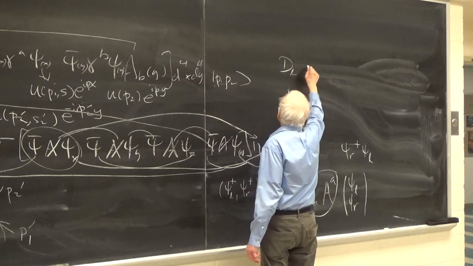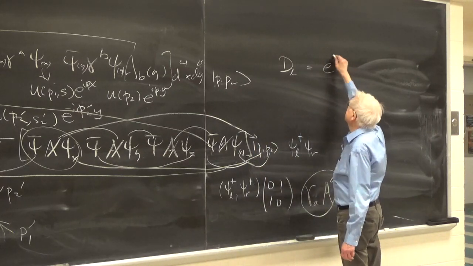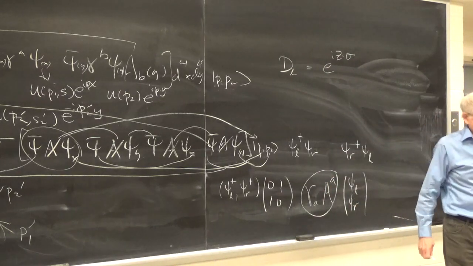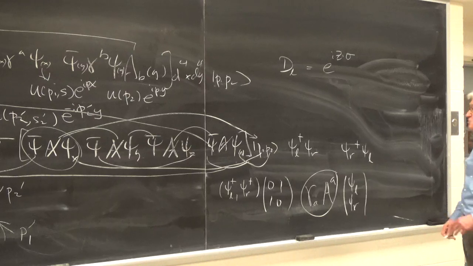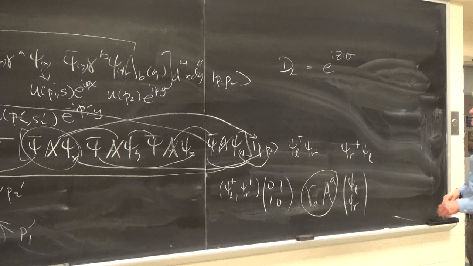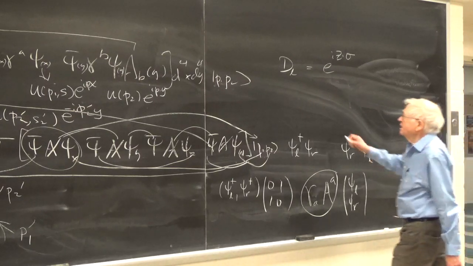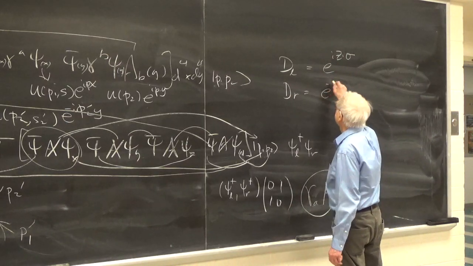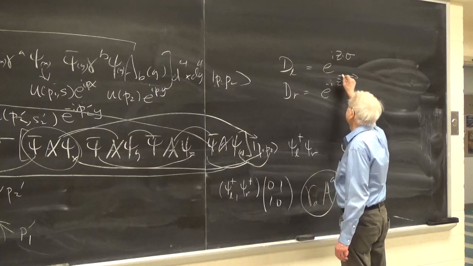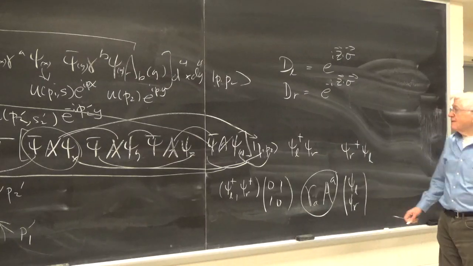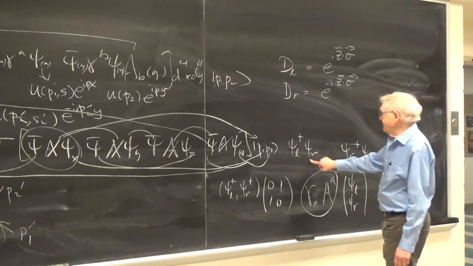The reason is that D left is e to the i Z dot sigma. I'm talking about a general Lorentz transformation, boost and rotation. And I'm not saying how Z corresponds to boost and rotation. It's basically the real part of Z is the rotation, the imaginary part of Z is the boost. But if D left is that, D right is e to the minus i Z dot sigma. Z is 3 complex numbers. Okay, so now why does this work?